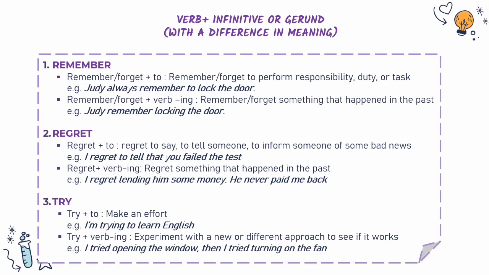Remember or forget plus verb-ing means remember or forget something that happened in the past. For example, Judy remembered locking the door. From this sentence, you can tell that Judy remembered the action of locking the door. She can imagine that she has locked the door and she makes sure that she really did it. Alright guys, I know it's a bit tricky, but just listen carefully and you'll understand it.